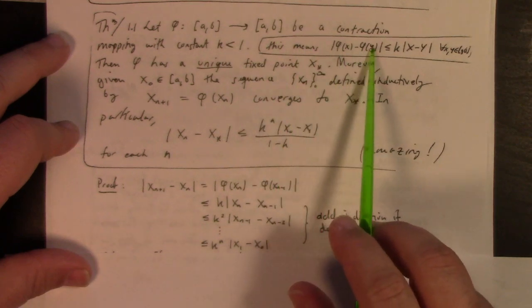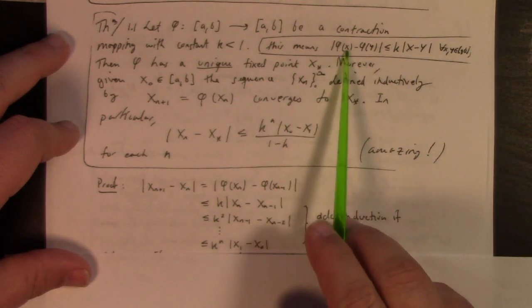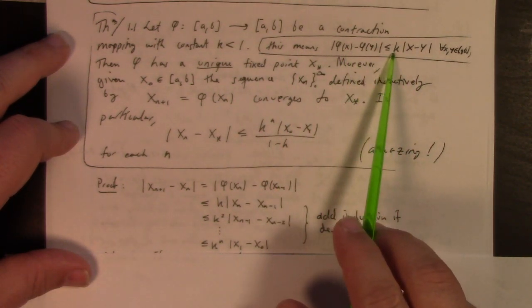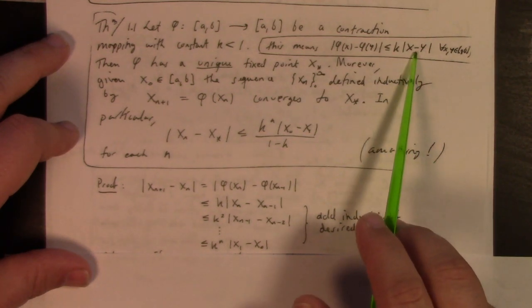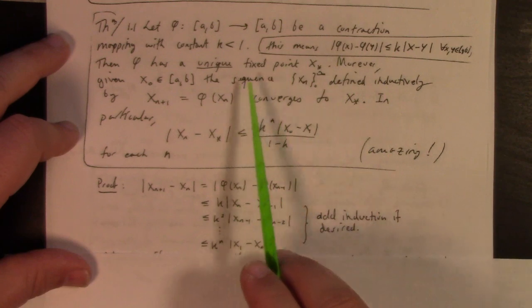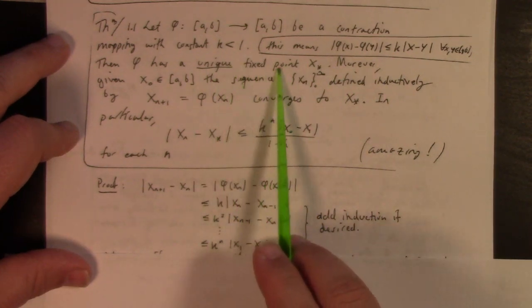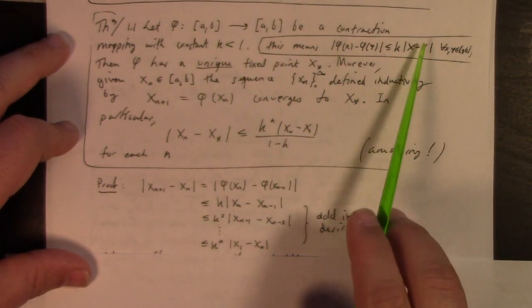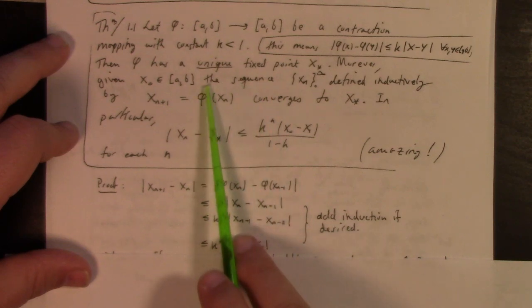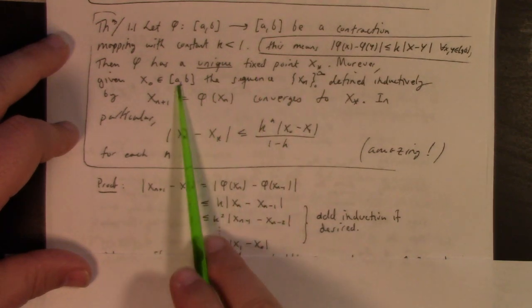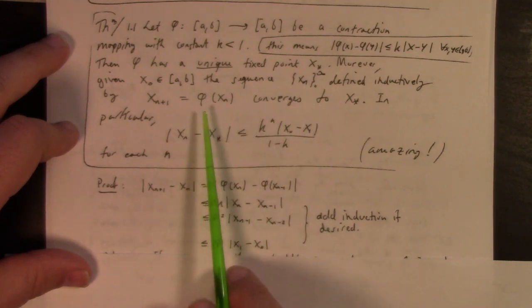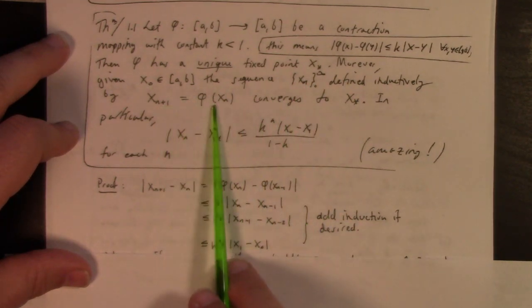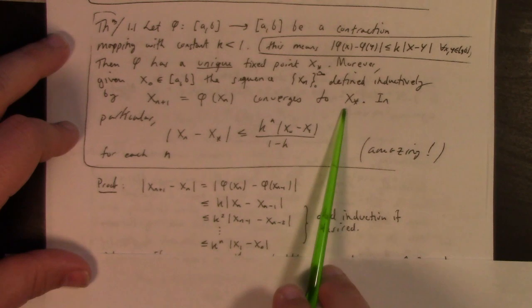So a constant k less than 1 means that the distance from phi of x to phi of y is less than or equal to k times the distance from x to y, because the distance function on the reals is just the absolute value of the difference. Anyway, the theorem is that there's a unique fixed point x star for phi if you have that condition. Moreover, if you have x naught as initial point in [a, b], then the sequence defined inductively by x n plus 1 is phi of x n converges to x star.